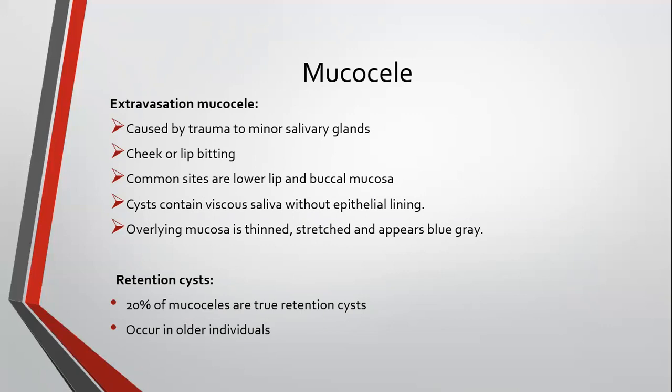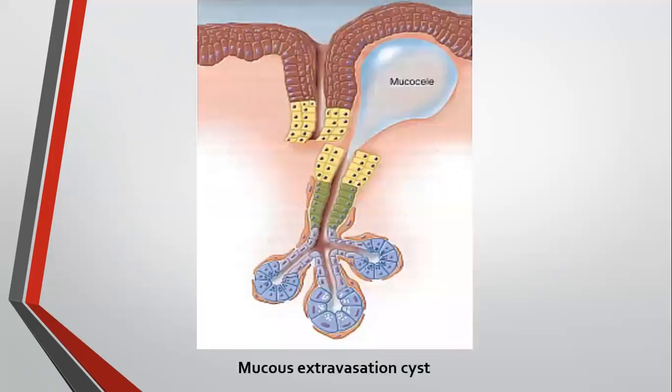And then talking about the retention cyst, about 20% of mucoceles are true retention cysts, and they occur in older individuals as well. So the 20% of mucoceles will have an epithelial lining. Do remember this as well. So this is basically a picture of a mucus retention cyst. You can see that this is basically a cyst, and it has an epithelial lining here.